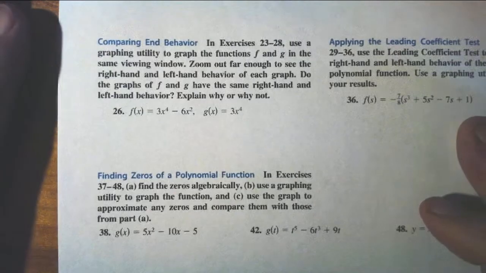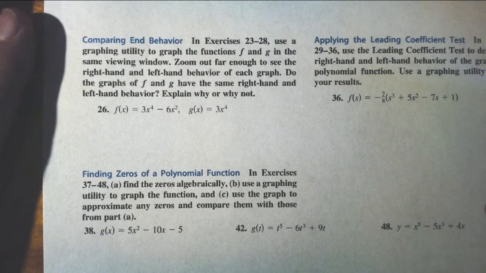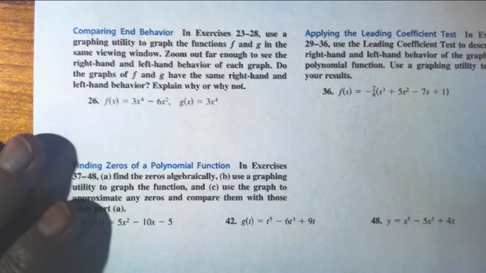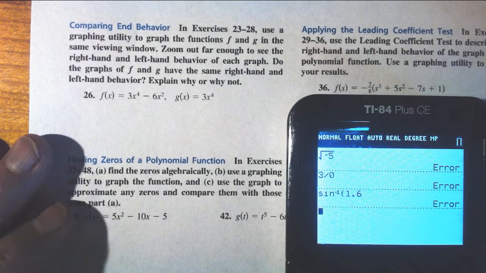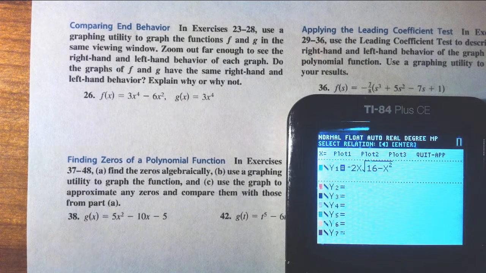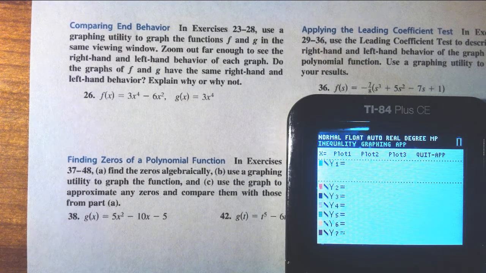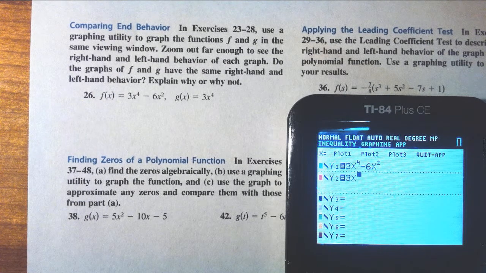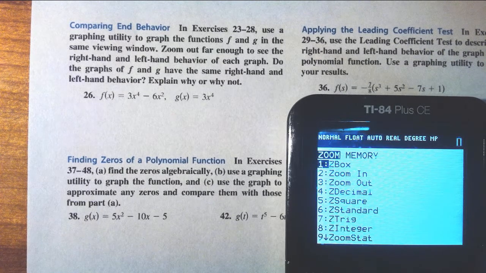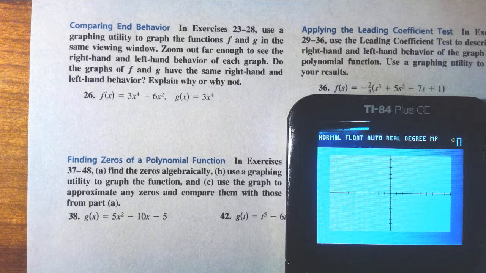Okay, good stuff. One of my favorite sections. In exercises 23 to 28, use a graphing calculator to graph functions f and g in the same window. Zoom out on these. So let's take a look at the point they're trying to get across. Hopefully you're already aware of it. I'm going to go to my graphing calculator, clear out this first function, and we have 3x to the 4th minus 6x squared. Second function, just 3x to the 4th. I'm going to graph that in Zoom Standard, Zoom 6. Here's our first, more complicated function. And our second function.